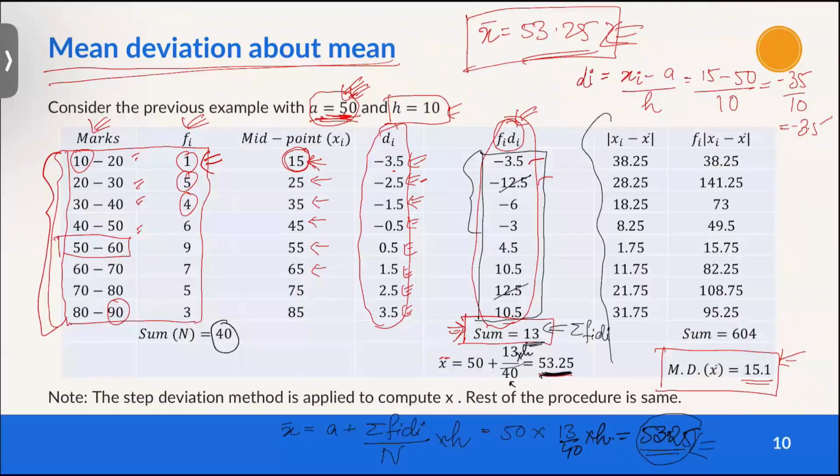So you have calculated this x bar. So this x bar is here. Now you calculate the mean deviation of each midpoint, these values. So 15 minus 53.25, modulus, which is 38.25. And for each value from the table you do the same. From these values 15, 25, 35, 45, 55, and so on, you take the absolute deviation from the mean, which is 53.25.